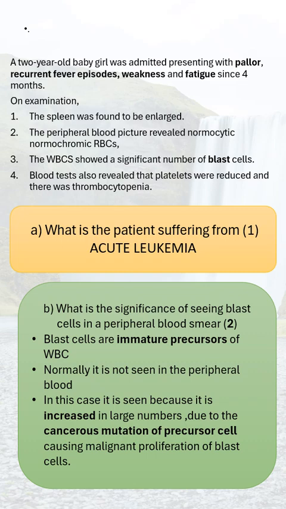So when there is an increased proliferation of blast cells, they will come out of the bone marrow and circulate through the blood. So that is why the blast cells are seen in the peripheral blood smear in acute leukemia.